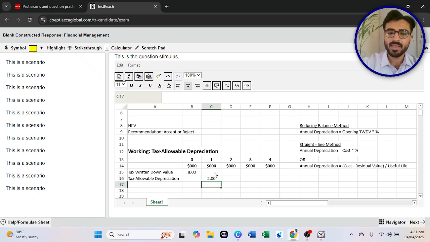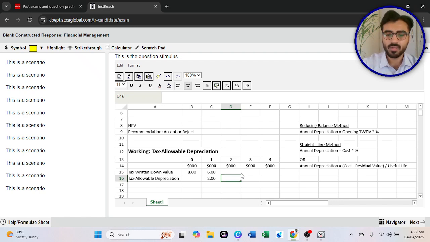Now, what would be the tax written down value after year 1? It would be equal to 8,000 minus 2,000, because it was 8,000 at the start of the year, minus 2,000 depreciation that has been charged. So the tax written down value has been reduced to 6,000. The same concept applies as the net book value. If we were calculating net book value, we would be doing the same calculation.